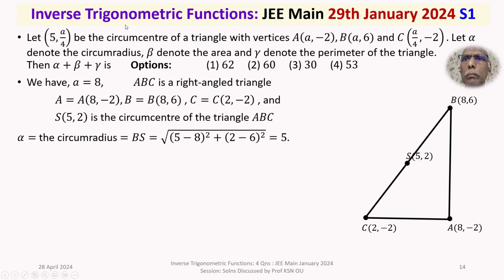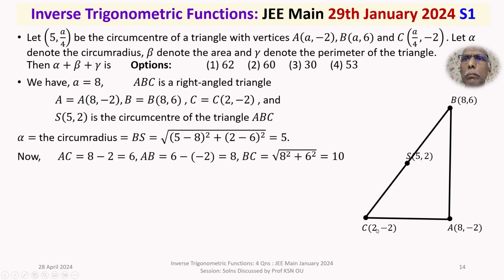Now gamma denotes the perimeter. For perimeter you should know the length AC, length AB, length BC. So now AC, what will be AC? AC is 8 minus 2 only, because the y coordinates are same, that is 6. AB, the x coordinate is same, therefore 6 minus (-2), that is 6 plus 2, that is 8. And it's a right angle triangle. AC is 6, AB is 8, use the Pythagoras theorem, it will be the square root of 8 squared plus 6 squared, that is equal to 10. This is 10.